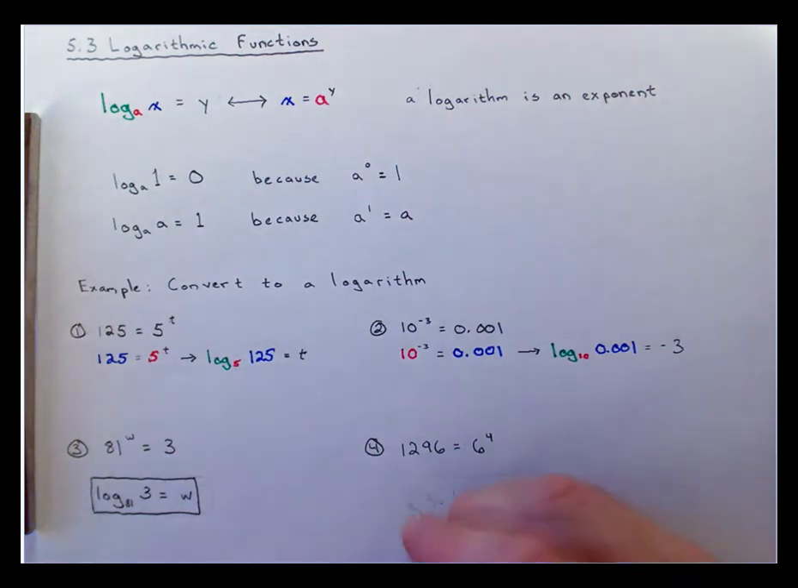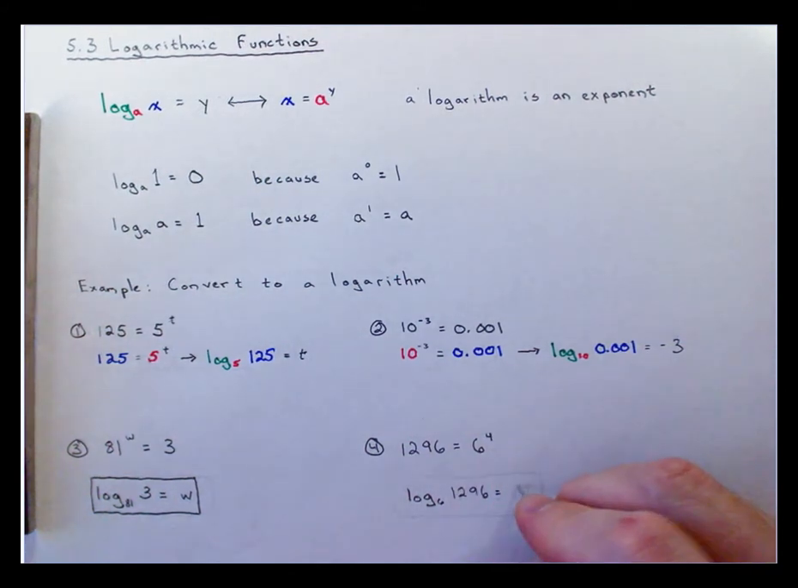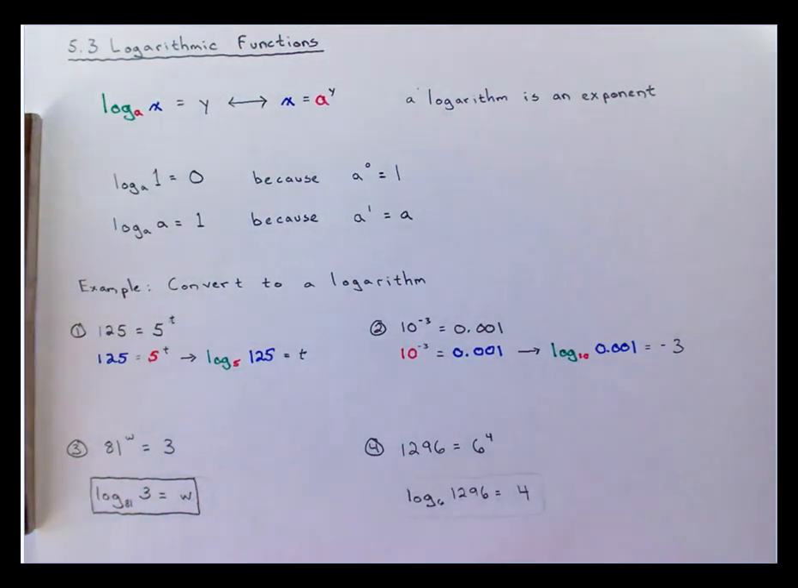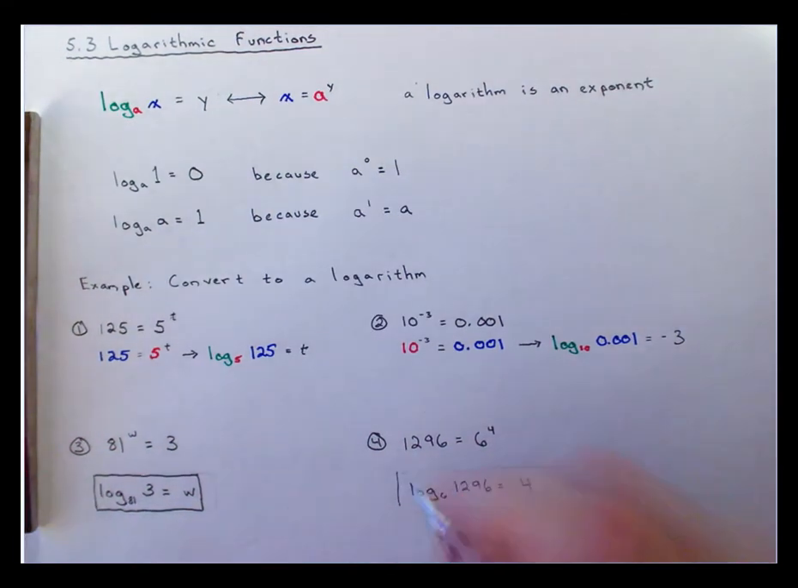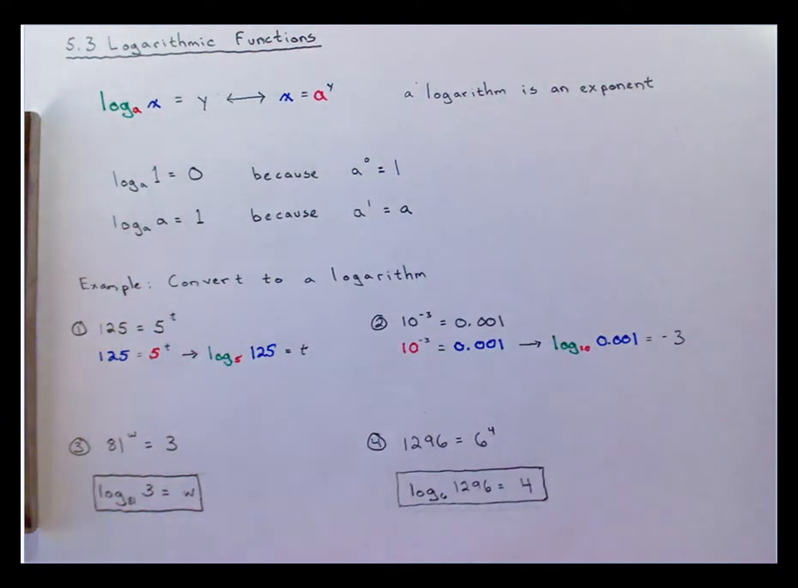Alright, so the next one, first thing I write down is log. My base, they flipped it on us, right? So here my base is 6, so log base 6. And what does it equal? My exponential function equals 1296, so log base 6 of 1296 equals my exponent up here, which is 4. And that is how I convert an exponential equation to a logarithmic equation.